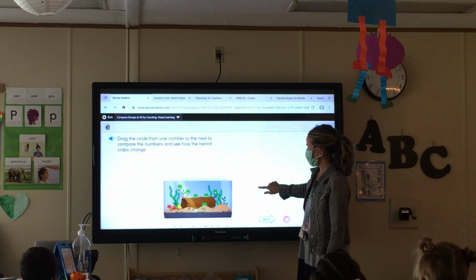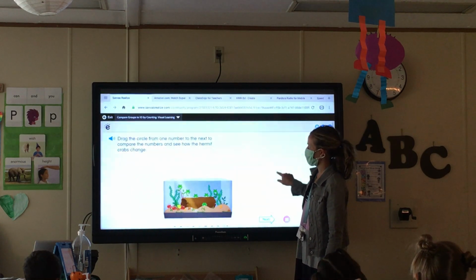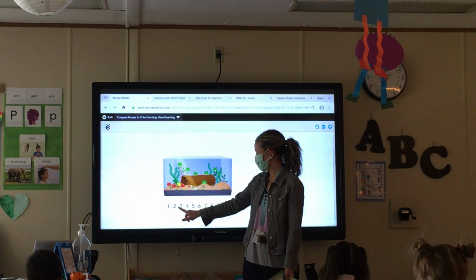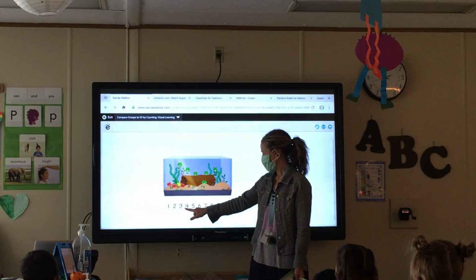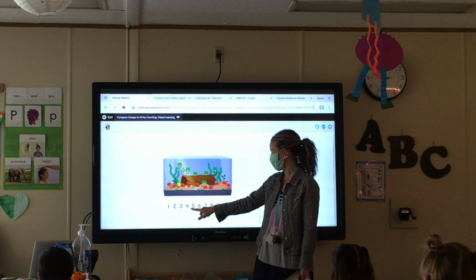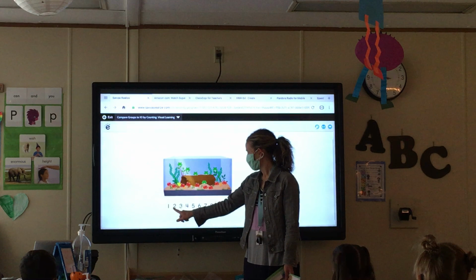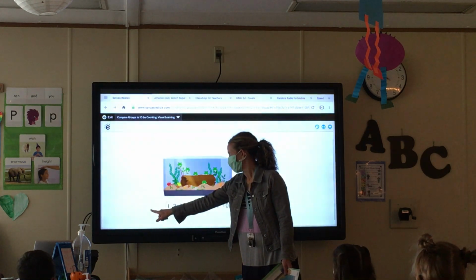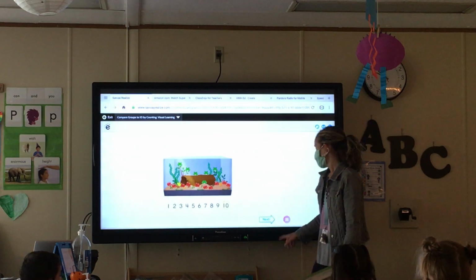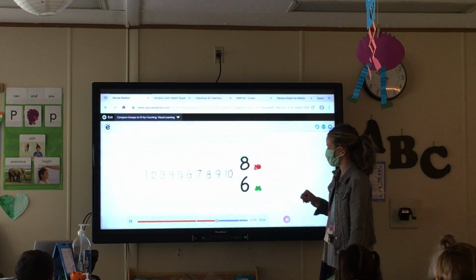All right, so it says drag the circle from one number to the next to compare the numbers and see how the hermit crabs appear here. So again, this board is very sensitive. Oh, there it goes. 6, 7, 8, 9, 10. Oh, they keep popping up, right? See that? You go down here. Oh, they disappear. And then they appear again. Right? It's too hard to do it one at a time. This one is too sensitive.